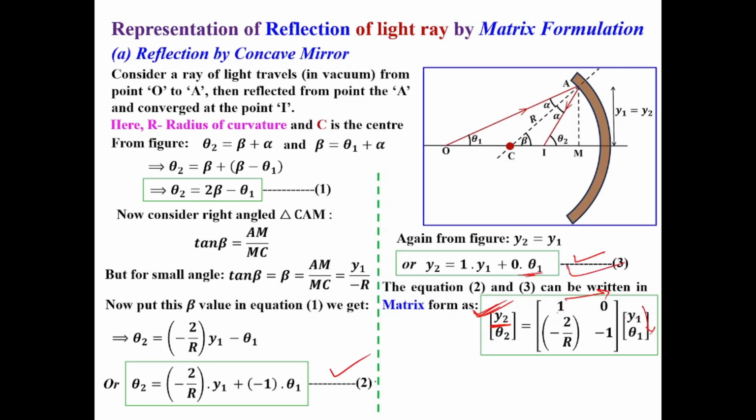Okay, then again theta 2, how much we can get: this row multiplied with this column, minus 2 into r y1, here minus 1 into theta 1. So this is the representation of a matrix form of these two equations, right?